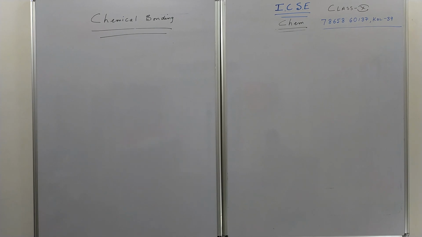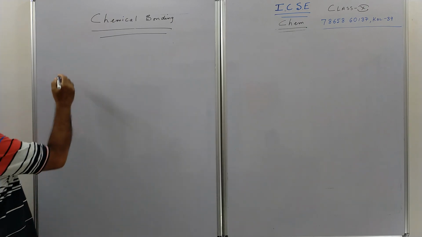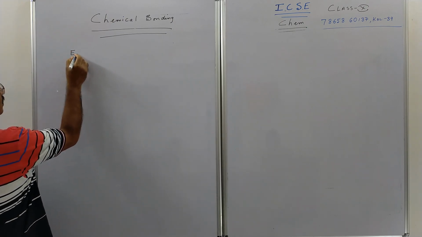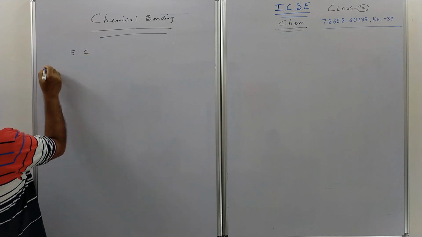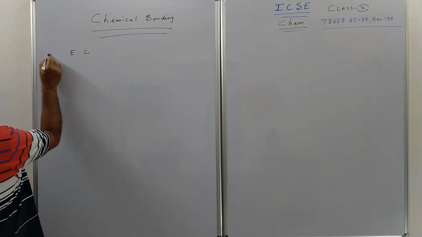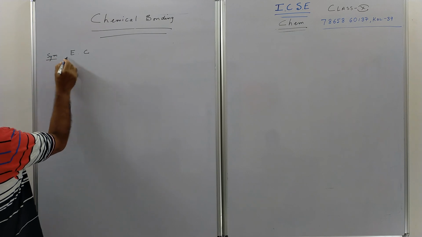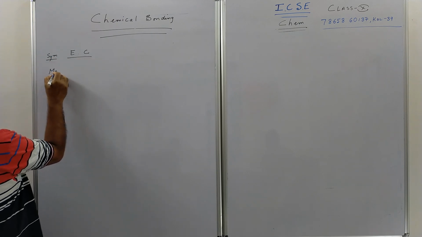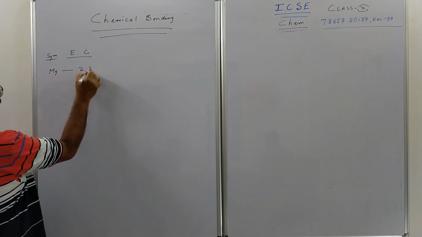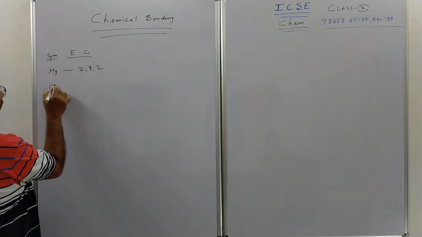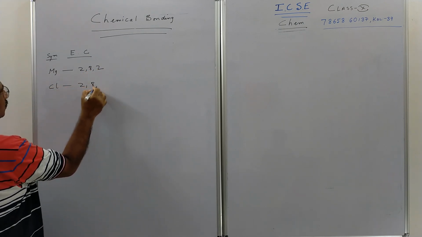Next we move on to magnesium chloride. Same thing, children, you write the symbol, electronic configuration: magnesium 2, 8, 2, chlorine as we have seen is 2, 8, 7.